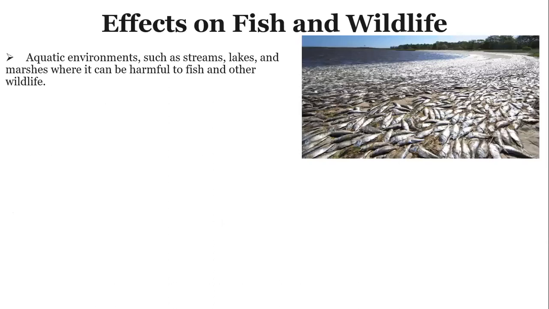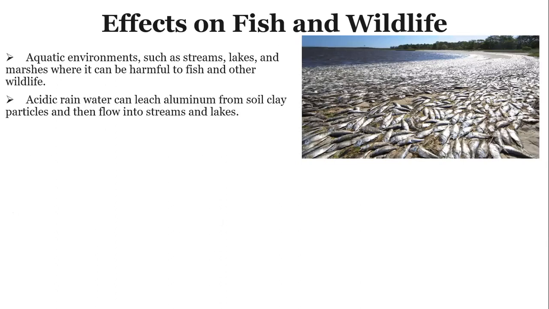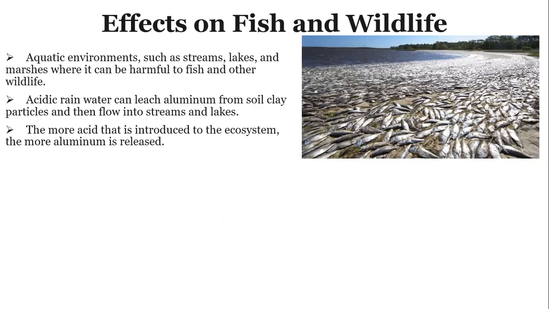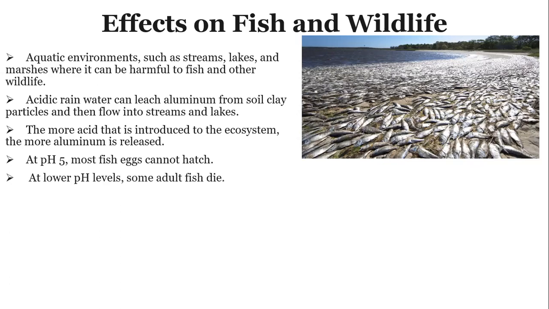The ecological effects of acid rain are most clearly seen in aquatic environments, such as streams, lakes, and marshes, where it can be harmful to fish and other wildlife. As it flows through the soil, acid rainwater can leach aluminum from soil clay particles and then flow into streams and lakes. The more acid that is introduced into the system, the more aluminum is released.